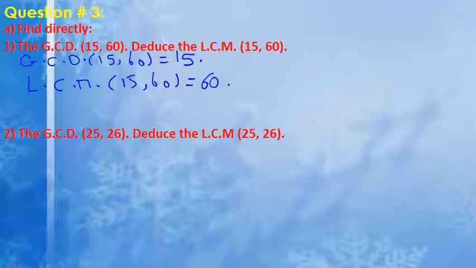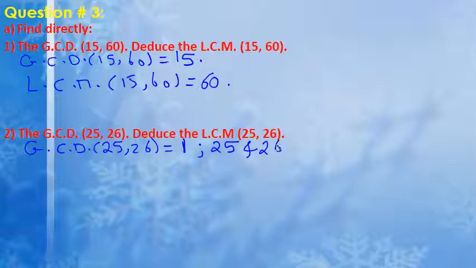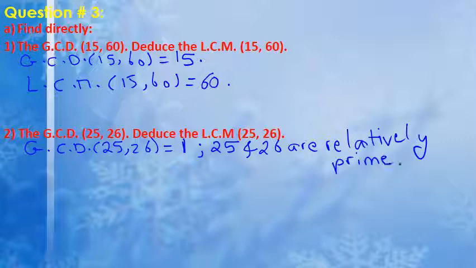which is 60. Now the GCD of 25 and 26, we can see that 25 and 26 are relatively prime numbers, then their GCD is 1, because 25 and 26 are relatively prime, or they are successive numbers. Now, how can we deduce the LCM of 25 and 26?